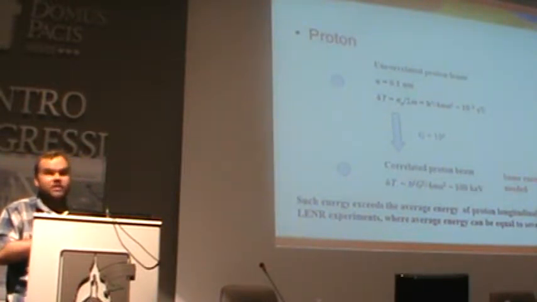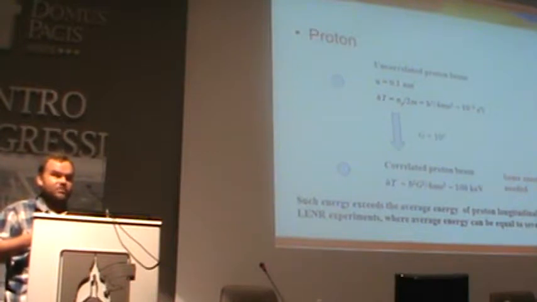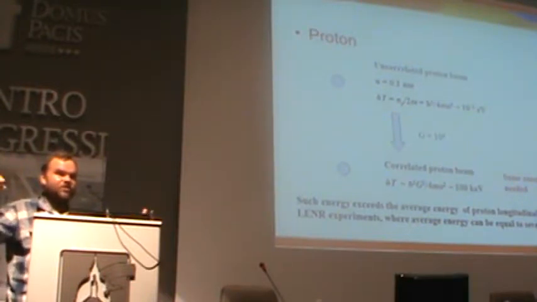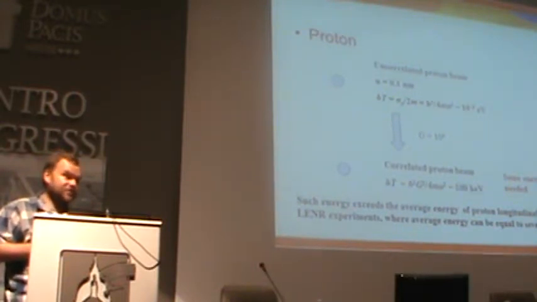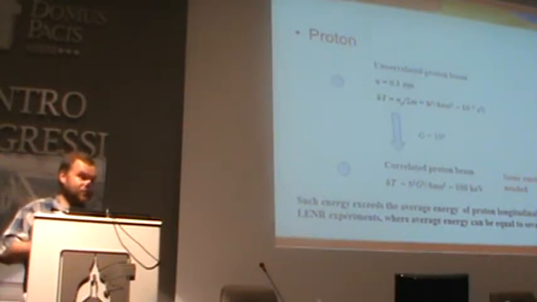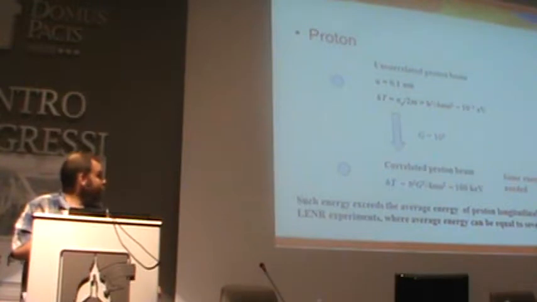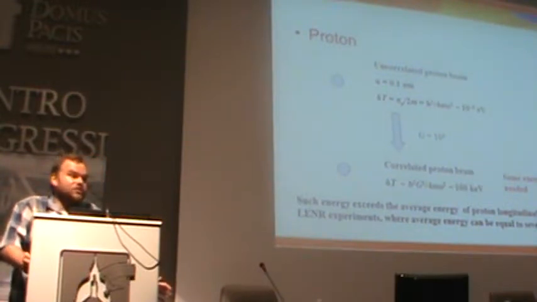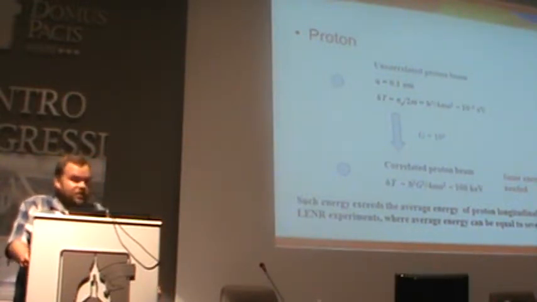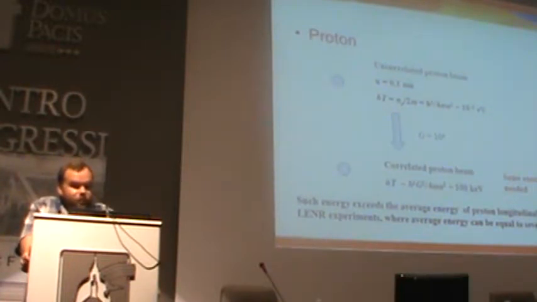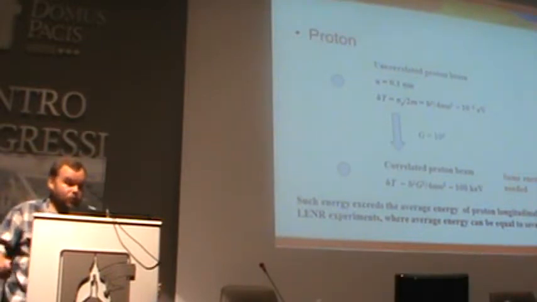100 kilo electron volts, which means that for one moment this proton can receive very great energy, and it can be used for the purposes of reactions. This proton has low energy, but the uncertainty of its energy allows us to use it in nuclear reactions. And we don't need acceleration to receive great energy. Such energy exceeds the average energy of proton longitudinal slow motion in low energy nuclear reactions experiments, where average energy can be equal to several units or tenths of electron volts.